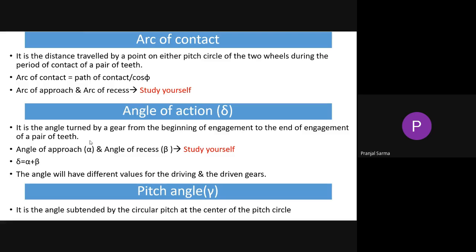And similarly we have the pitch angle. So what is the pitch angle? We can consider this as the angle subtended by the circular pitch at the center of the pitch circle.